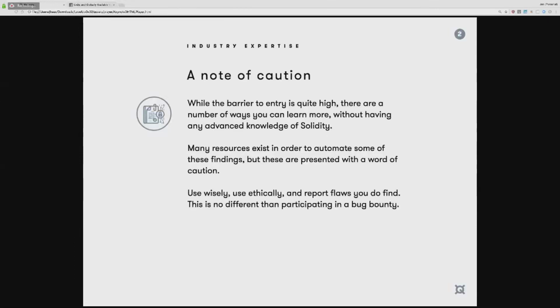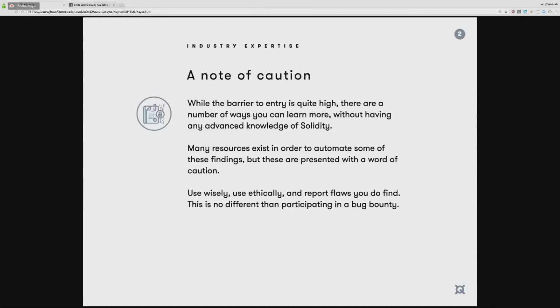So while the barrier to entry is really high, there's a number of ways in which you can learn more without an advanced knowledge of Solidity. Beyond knowing what require was there, you really could have discerned most of that through your own research. And many resources exist in order to automate some of these findings, but these are presented with a word of caution. So I'm going to talk briefly about some of these tools you can use to maybe make your life a bit easier.